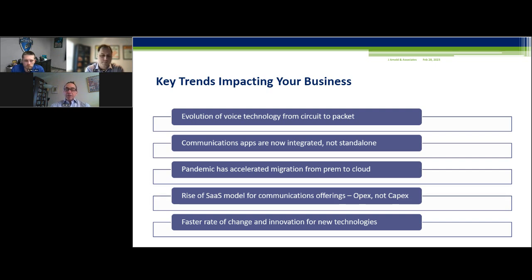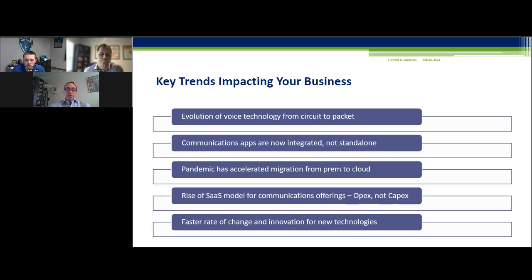We've got the rise of SaaS, right? Software as a service, this model for communications offerings. When you can switch from CapEx, financially intensive investments, to OPEX, which can be very easy to budget for, it opens up the door for a lot more opportunities to explore new technologies and new ways of doing things.